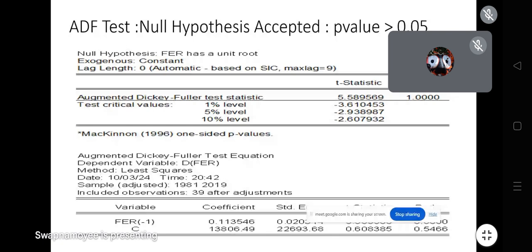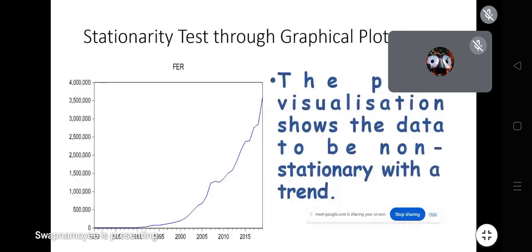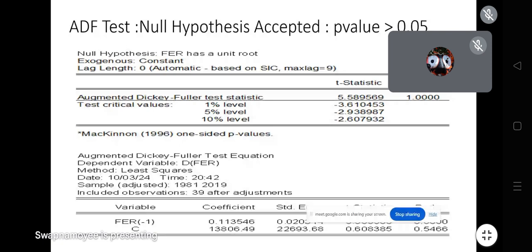Your probability is 1, which is more than 0.05. You remember, the null hypothesis for the ADF test is that it has a unit root. Unit root means it's non-stationary. So when you have a p-value which is more than 0.05, it means you are not able to reject this null hypothesis. That means the data is non-stationary. Of course, we have already visualized it, and the data is non-stationary because it has a trend here. So it is further supported by this ADF test, which shows that the data is non-stationary because you have a probability value which is more than 0.05.